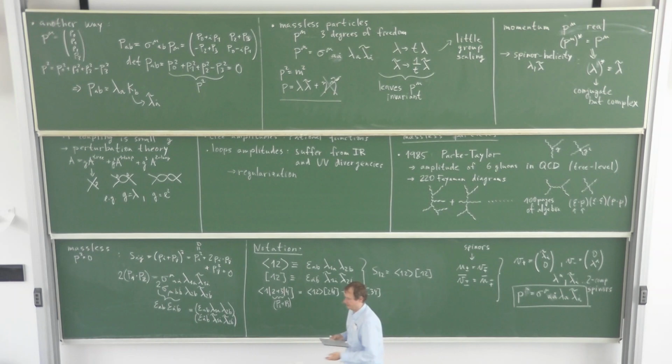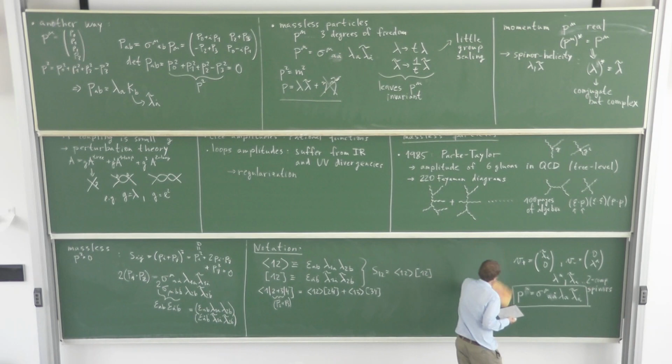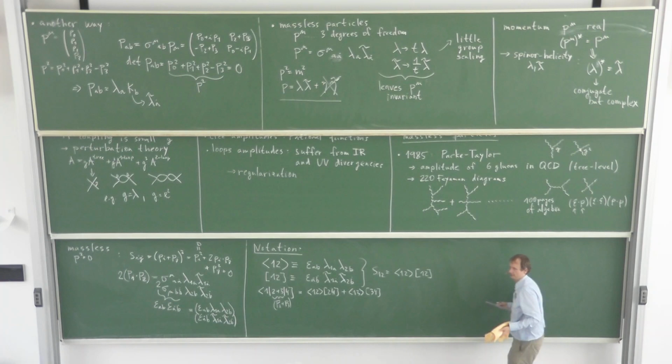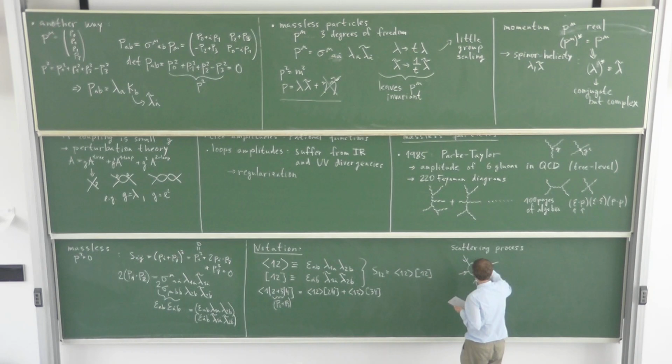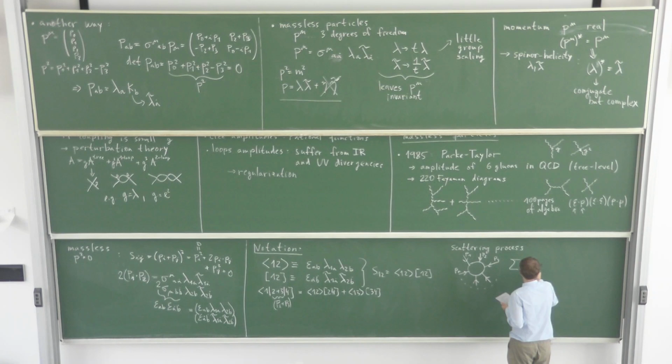Now, one important thing about the momenta is momentum conservation. If you have a scattering process, as Henry correctly reminded me, I have to specify what is incoming and outgoing. Here everything is incoming, which means that if I have momenta P1, P2, P3, up to Pn, then from momentum and energy conservation, the sum of all momenta must be equal to 0.